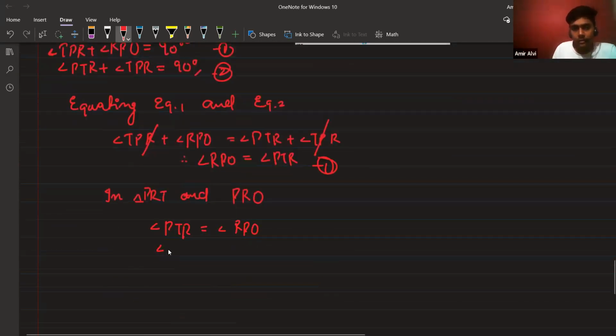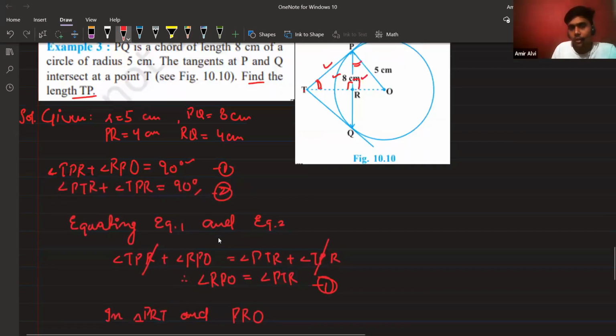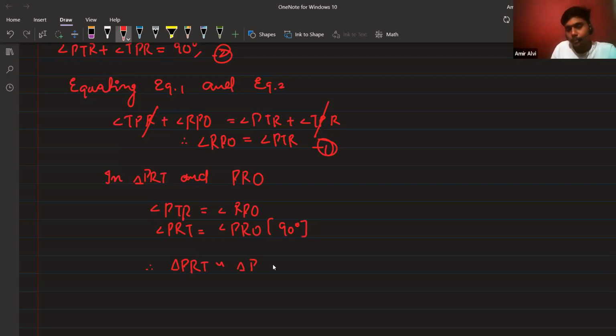Question 1. Angle PRT is equal to PRO, 90 degrees. So triangle PRT is similar to triangle PRO by the angle criteria. How many of you have got this? Got it, sir.